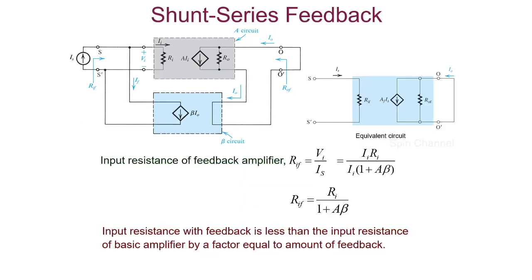The input resistance with feedback is the resistance seen by the current source Is. So Rif equal to input voltage by the source current Is. On substituting the expression for the source current, we end up with the input resistance as Rif equal to Ri divided by 1 plus A into beta. This shows that the input resistance with feedback is less than the input resistance of the basic amplifier by a factor equal to the amount of feedback.